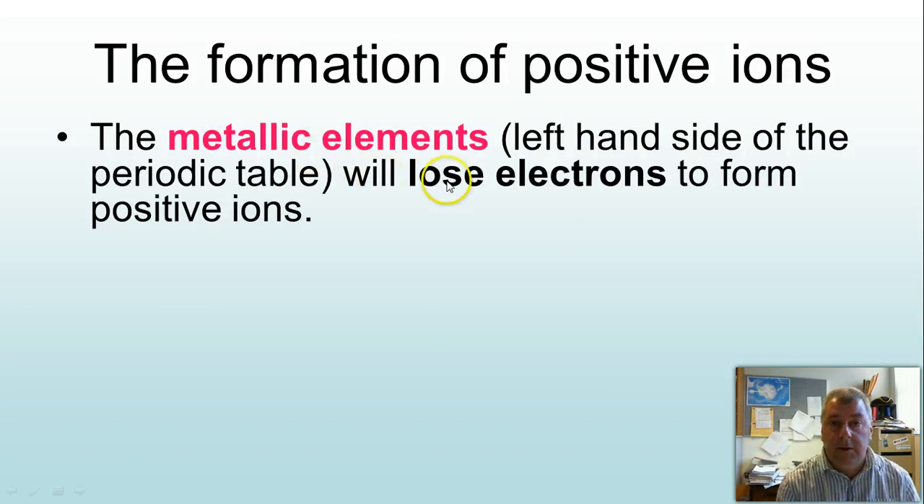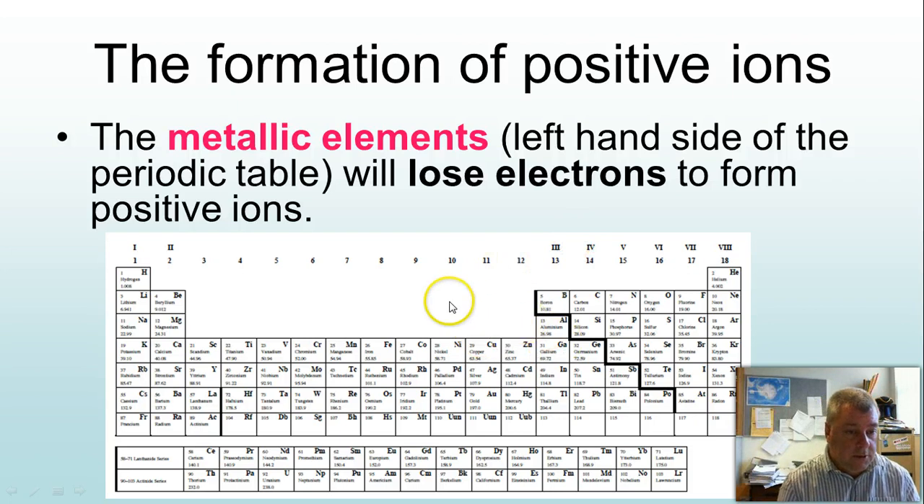Now the metallic elements, on the left hand side of the periodic table, the left hand side of the staircase, lose electrons to form positive ions. So we're talking about this part of the periodic table. Their electron shells are more empty than they are full, so it's easier for them to lose electrons, in contrast to the nonmetals, whose electron shells are more full than they are empty, and therefore it's easier for them to gain electrons. But in this section we're just talking about these guys here. These are the group 1 elements, group 2, group 3, group 4, and so forth.